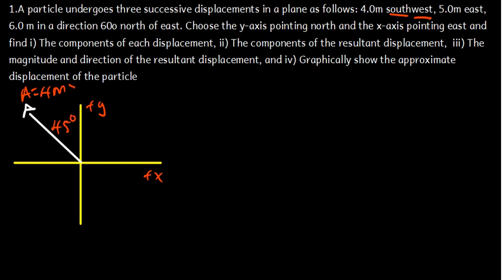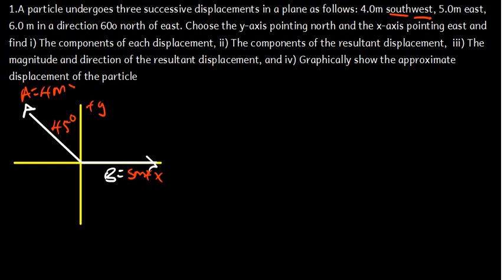And then we have another point which is saying 5 meters east. So we know that whenever we are talking about east, it's in this line and the angle is 0. This line here. Okay, so that will be our vector. So let's say this is vector B, which is 5 meters. Okay, and the angle is going to be 0 because it is in the line of x-axis.